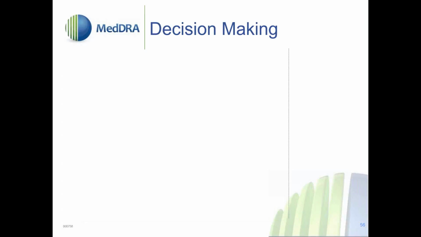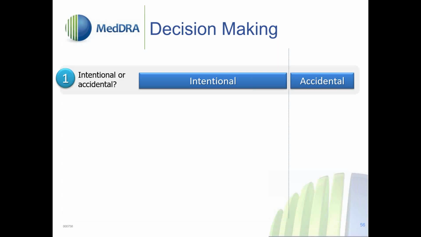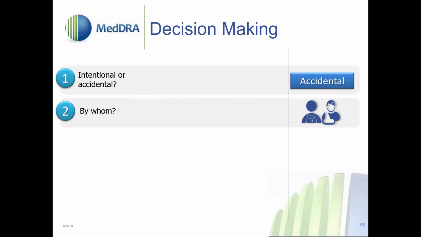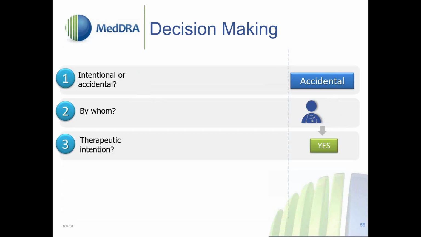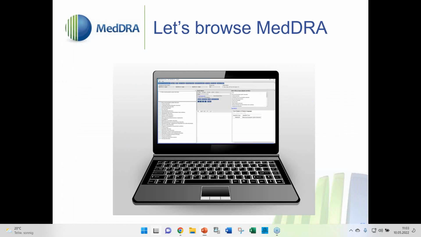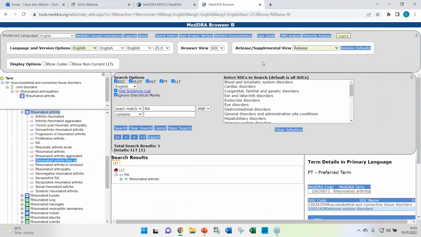So let me close the poll again and use our flow chart again. Did this incident happen intentionally or accidentally? It was obviously unintentional. It was caused by the pharmacist, an HCP. In the context of therapeutic use, he was preparing for administration, meaning that the incident has to be classified as a medication error again.